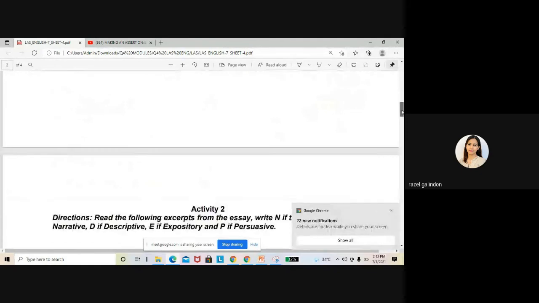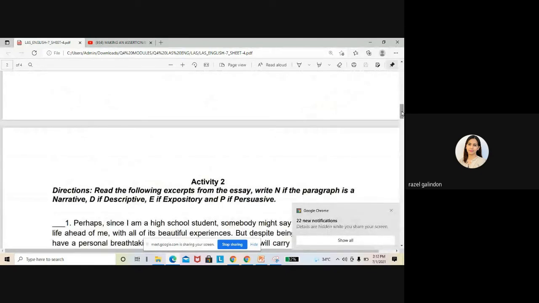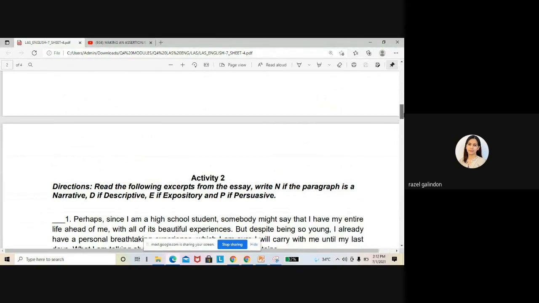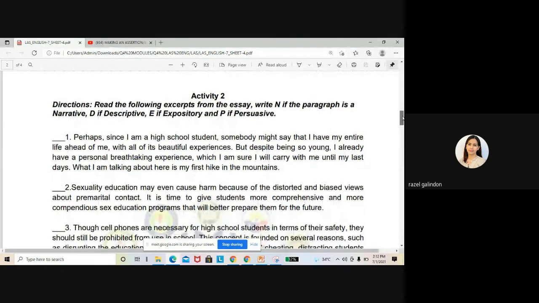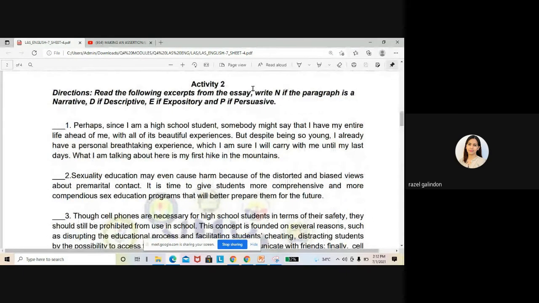Di ba ganyan yung ibang students? May sabing, write true or false, nilalagay T or F lang nilalagay. Mali na yun. So, you should follow directions, no? Kahit tama yung sagot mo, but you do not follow the directions, mali ka pa din. Okay? So, in activity number 2, letters only.